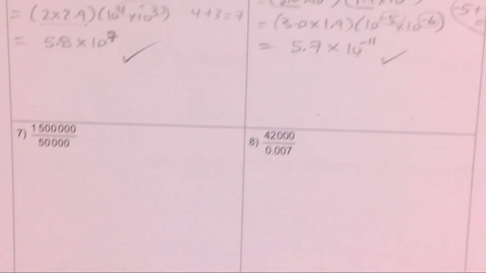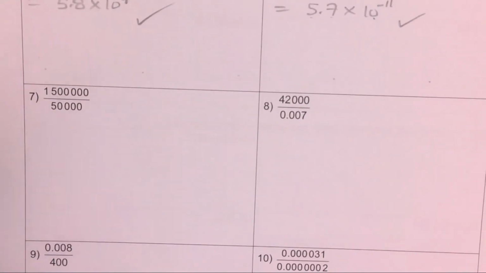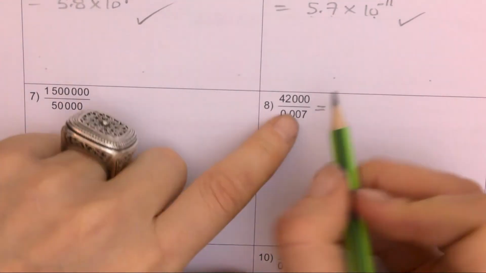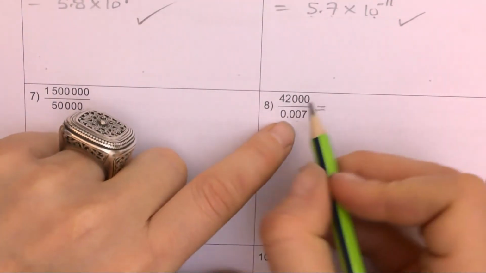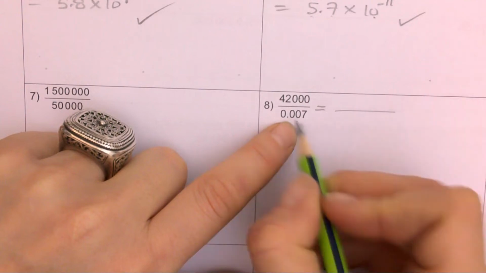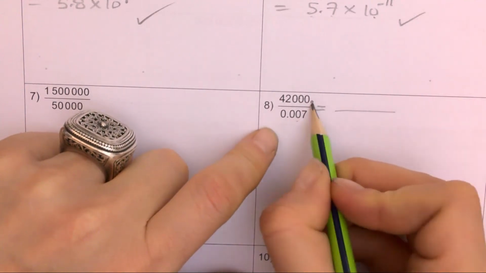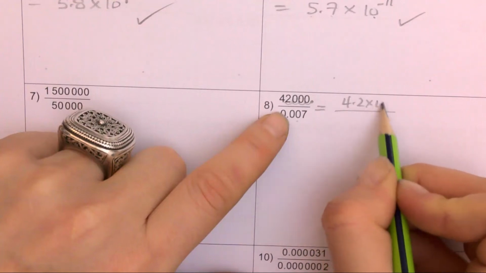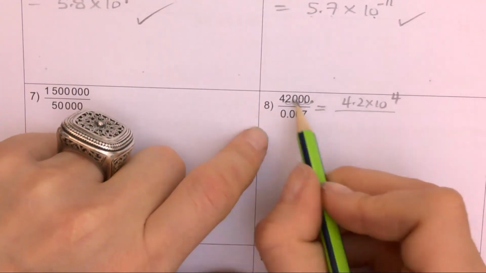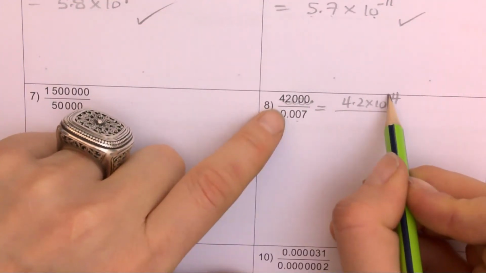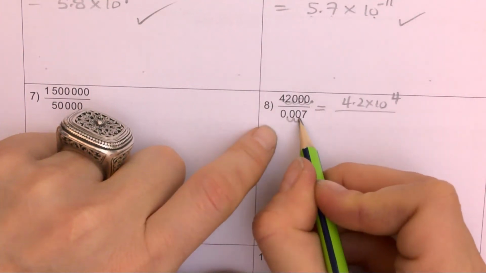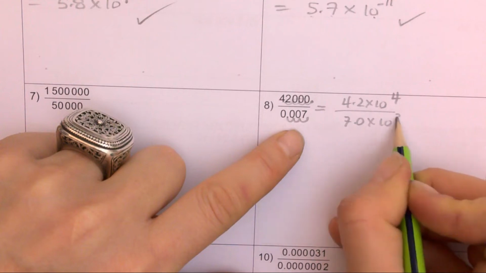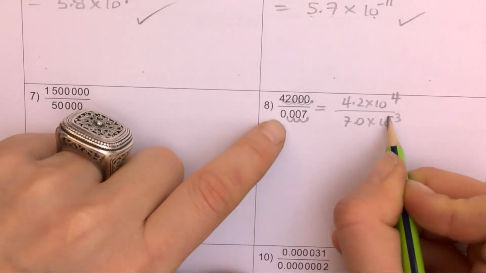Okay, let's do number 7. Now let's do number 8. So that's a big number, that's a small number. So we're going to first put them into scientific notation. So the decimal's here. 1, 2, 3, 4. So that's 4.2 times 10. We moved it 4 places, but because it's a big number, it's going to be positive. Move it 1, 2, 3. But because this is a small number, it's got to be a negative 3.